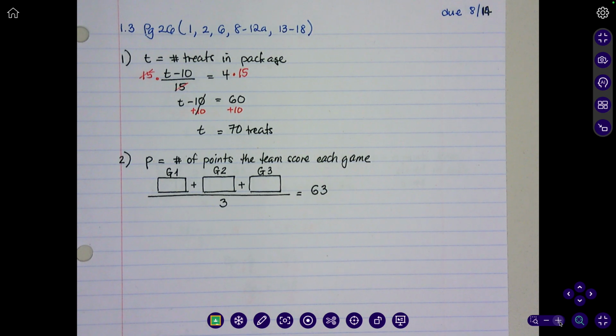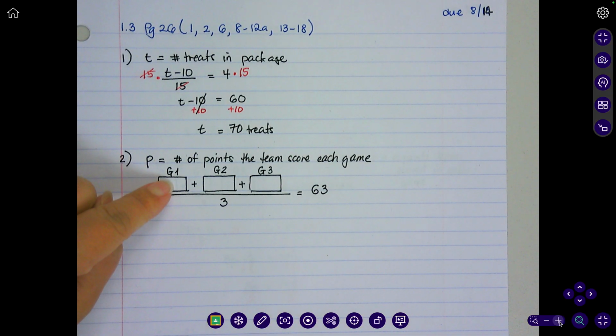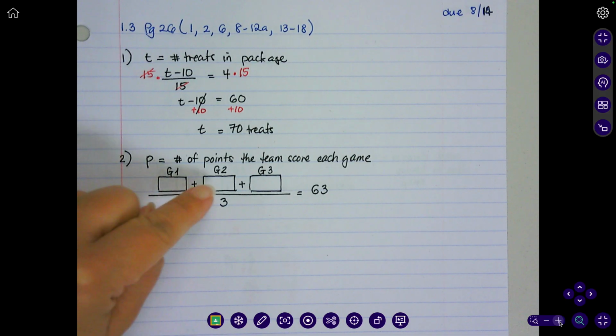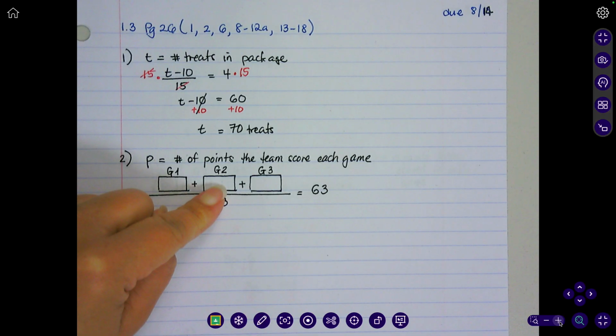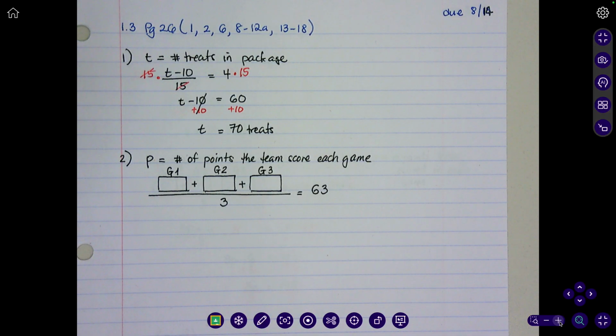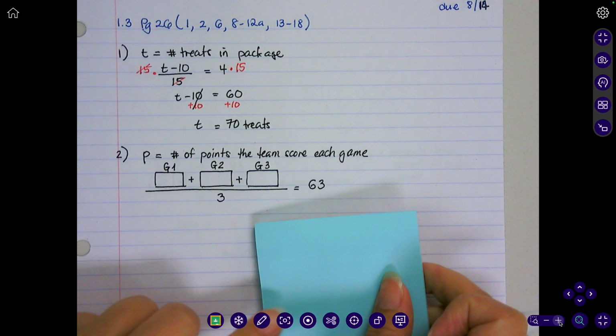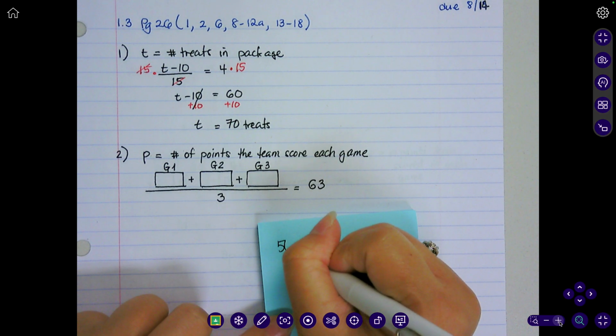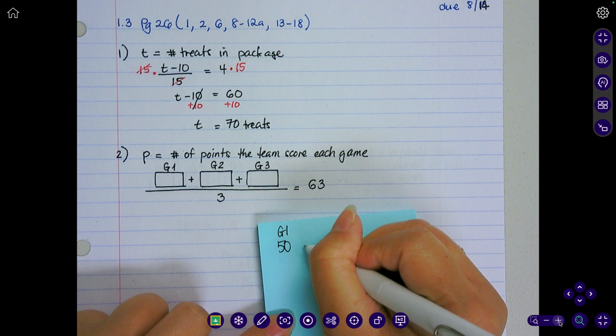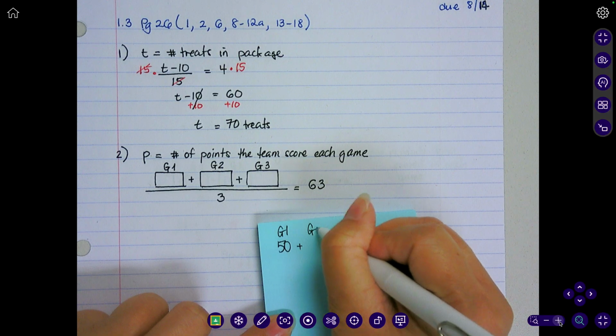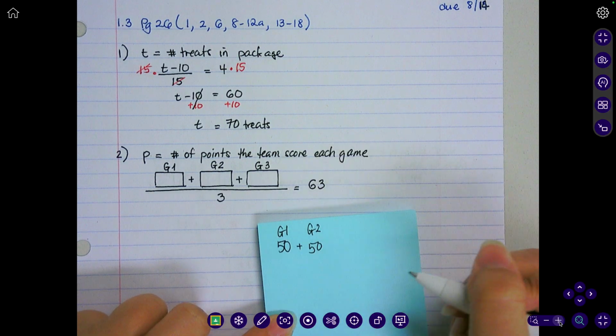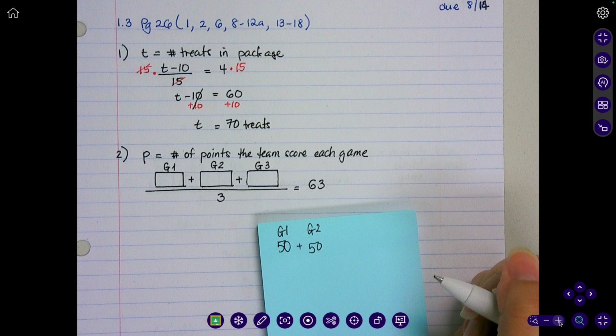Now, they tell me this. The first 2 games received the same score. So, I don't know what that is. But if this is the score for game 1, the score for game 2 is the same. You guys good? So, for example, let's see if we can pick some numbers and understand it, okay? Let's say the score for game 1 is 50. Don't write down. Then the score for game 2 has to be the same because they told me the first 2 games have the same score.